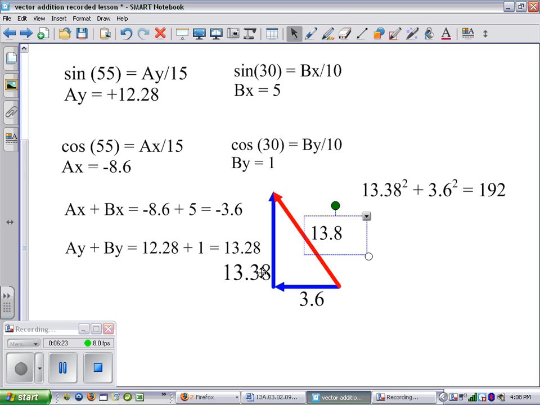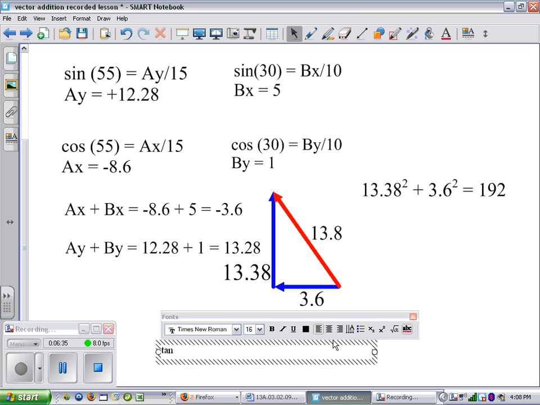And to find our angle, since we did not draw these to scale, we can't use our protractor this time, we will do the inverse tangent. The inverse tangent is written tan to the minus 1 of our angle x equals opposite. I'm going to find this angle right here between the axis and the tail of the vector. So the opposite is 13.28 divided by the adjacent, which is 3.6.